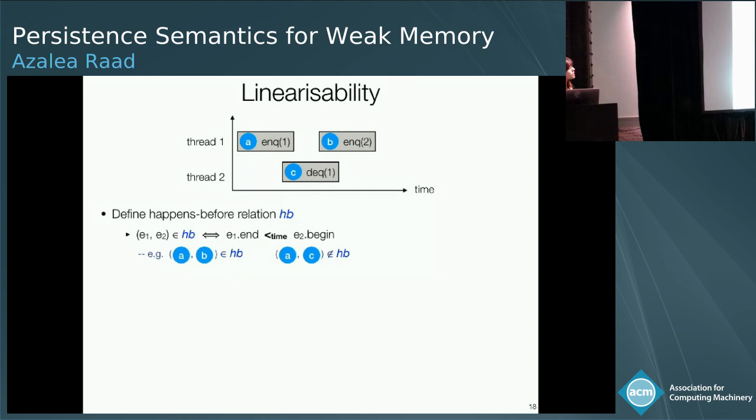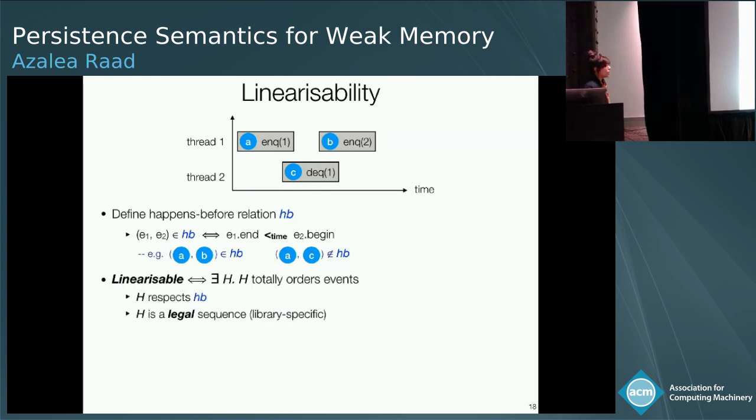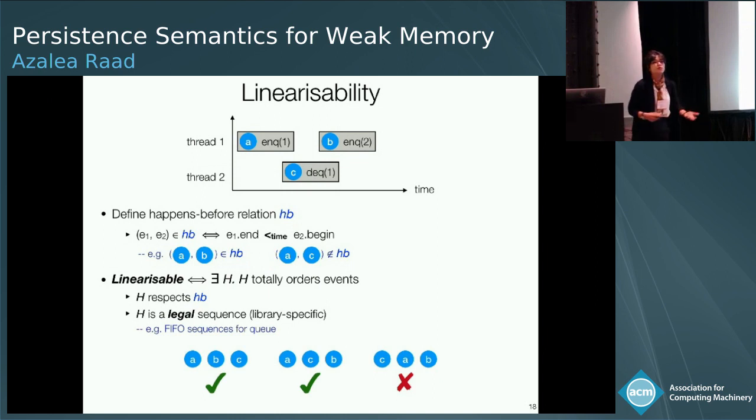Once we've defined this, for this execution to be linearizable, we will have to find a sequential execution, or else find a total order on all of these events that respects the happens-before order, and additionally forms a legal sequence. What does it mean for it to be a legal sequence? That's library specific. For instance, in the case of the queue, it will have to respect the FIFO, first in, first out, property. So here I have 3 events, and my only happens-before constraint is that A happens before B. So these are my 3 candidates for total order.